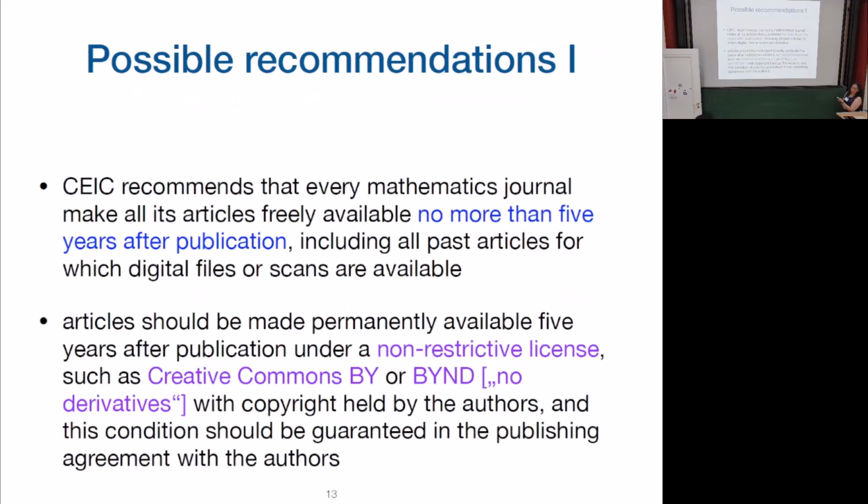So possible recommendations for dealing with publishers, for large libraries, national societies, and so on would be that you would like to recommend that the mathematics journals, all of them, make all articles really available no more than 5 years after publication, and you won't have difficulties finding examples where that's not the case. Right? Including articles for which there is at least a scan available. Articles should be made permanently available 5 years after publication on a non-restricted license. And that's a lot of discussion.